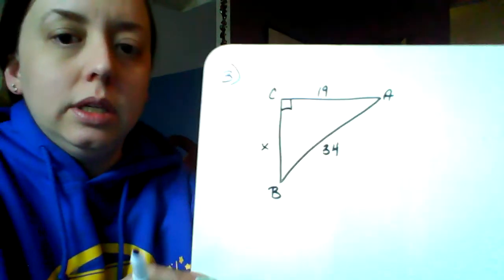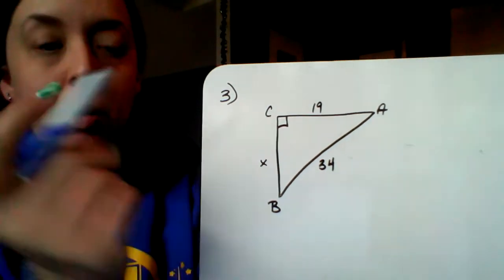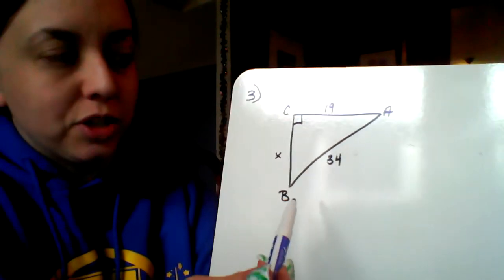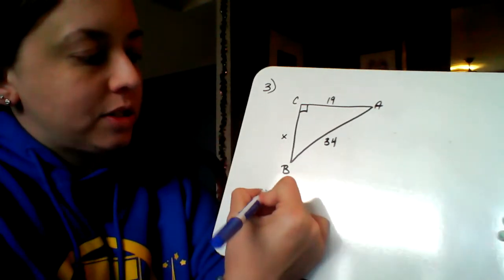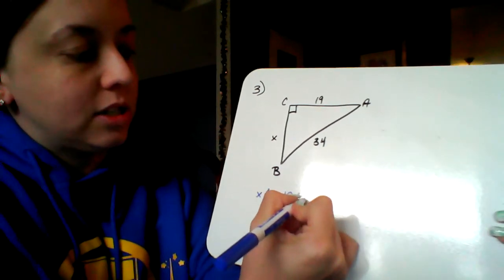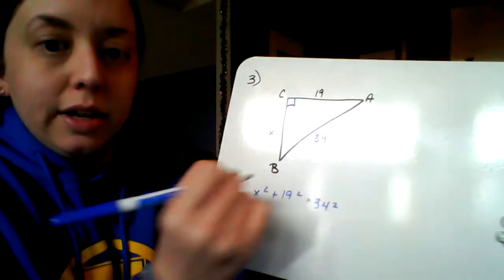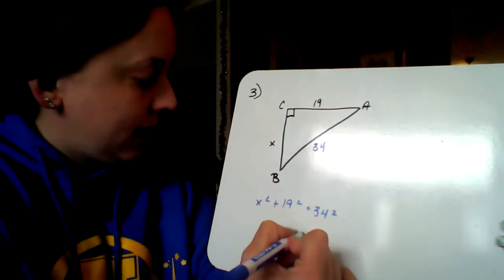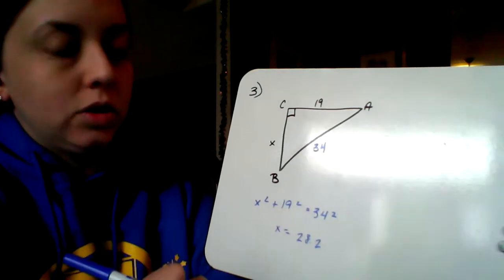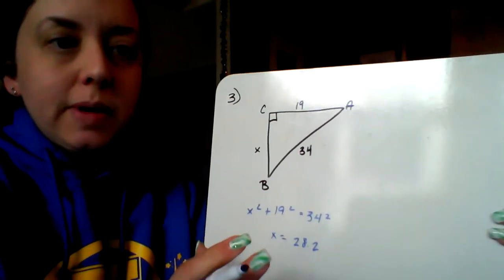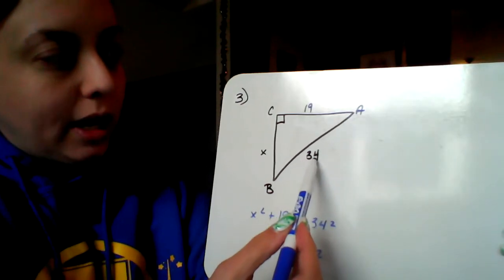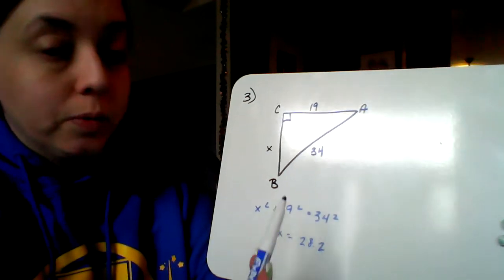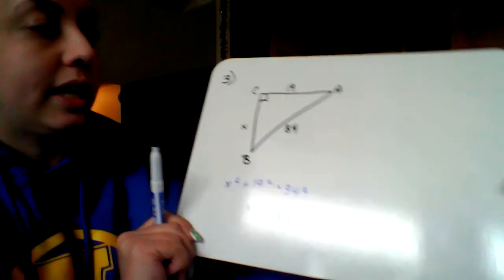Last example. Again, no angles, but this time I'm forced to use the Pythagorean theorem to figure out what x is, because this is not a special right triangle, right? So I go x squared plus 19 squared equals 34 squared. When you do all that out, this ends up being 28.2. And a quick way to check just to make sure that you didn't royally mess something up is look at the hypotenuse. The hypotenuse still has to be the longest side of the triangle, and it is longer than that, so you're on the right track somewhere.